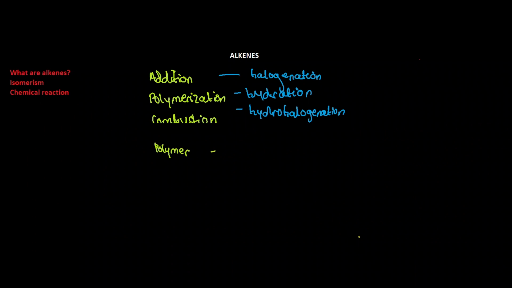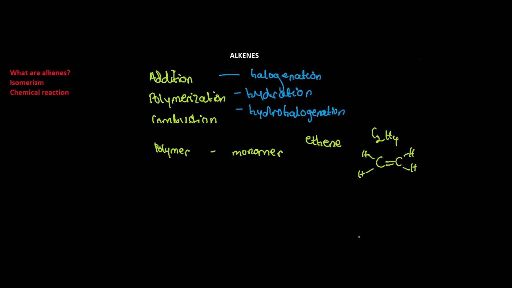Now polymerization occurs when relatively small molecules called monomers combine in a particular fashion. So they combine in a chain-like fashion to form very large molecules. Okay, so let's take a look at the polymerization of ethene. Now ethene, as we know, has the formula C2H4, and its structure looks something like this.